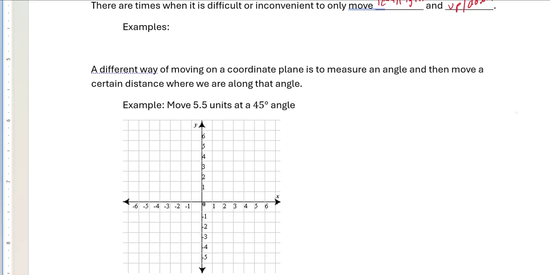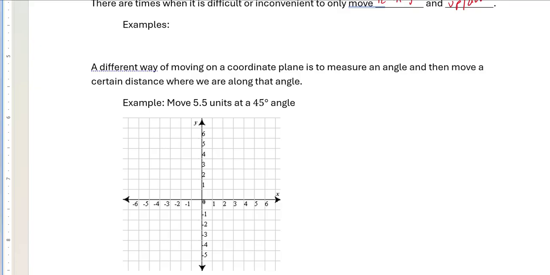And so one of the ways that we could graph points on a coordinate plane is to measure an angle and then move a certain distance where we are along that angle. So for example, I could say, hey, instead of moving right 4, up 4, let's say that I want to move 5.5 units at a 45-degree angle. So just like we did on the unit circle, if I say here my positive x-axis is where I start at and I move counterclockwise, a 45-degree angle would look like this. And then I want to move 5.5 units along here.